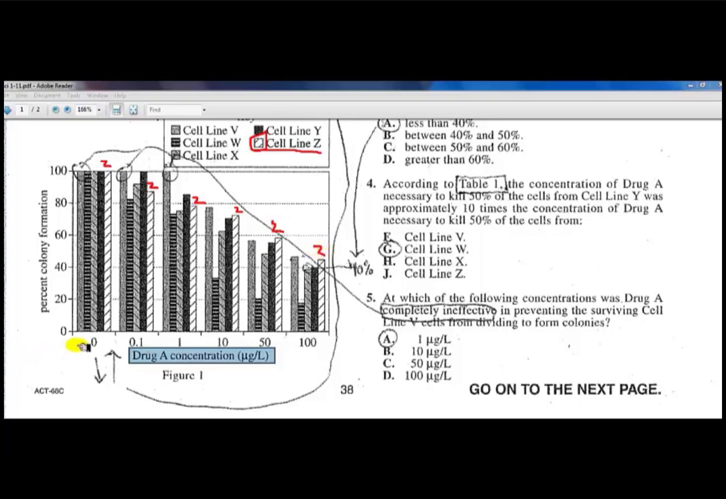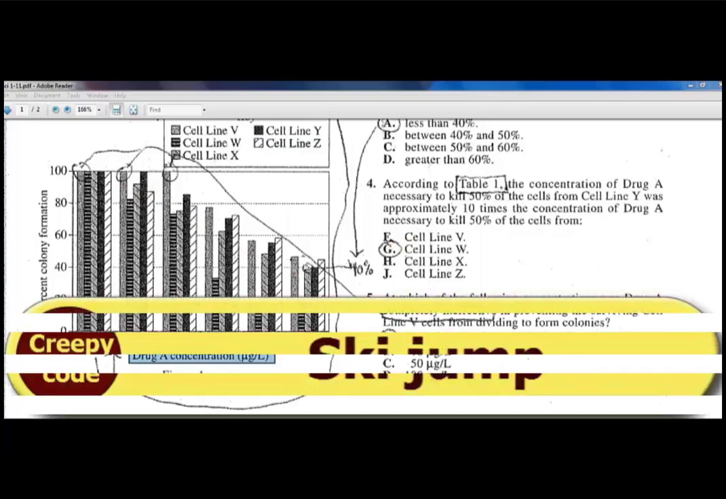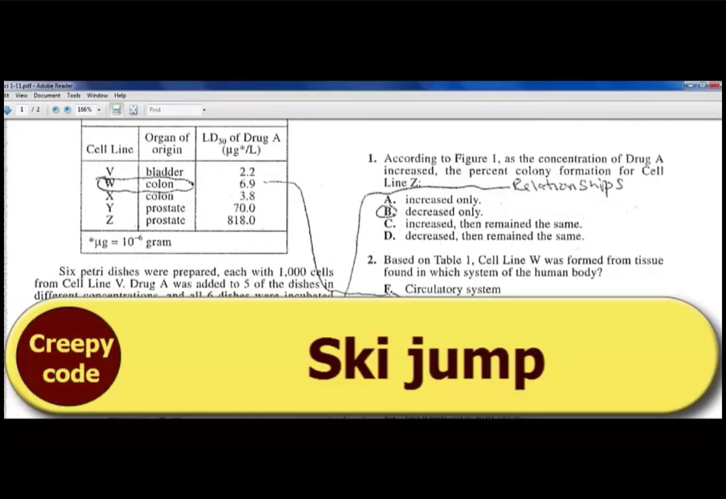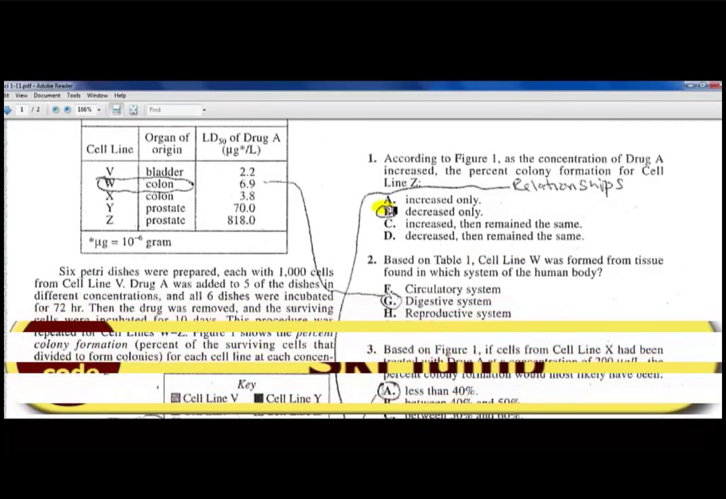You can see as we move over from 0 to 100, the concentration is increasing, and the formation of the colonies is decreasing. It's a negative relationship. The correct answer, therefore, is going to be decreasing, which is answer choice B for number 1.